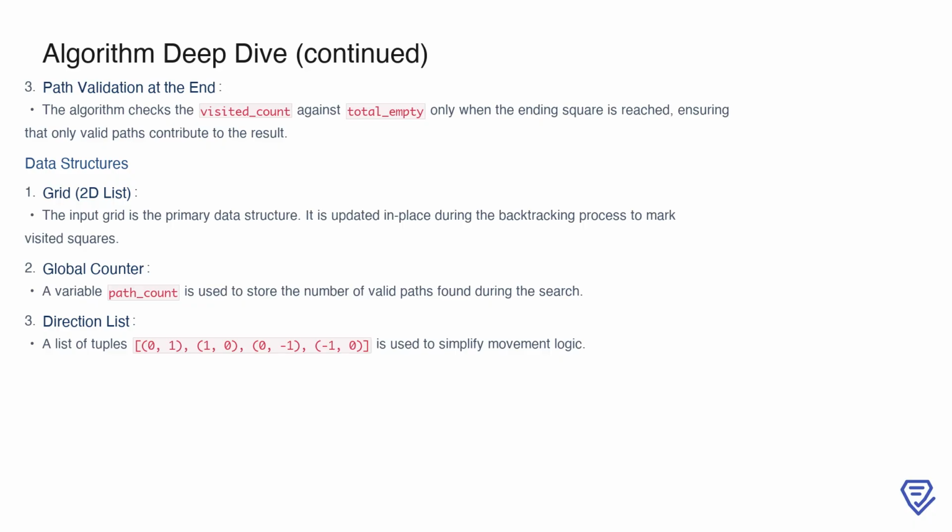The main data structure used is the grid itself, which is modified in place to mark and unmark squares during the search. A global counter, path_count, helps in keeping track of the number of valid paths. Additionally, the predefined direction list streamlines the movement logic by providing a consistent way to explore neighboring squares.